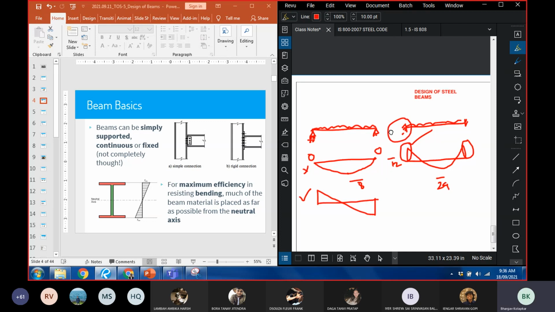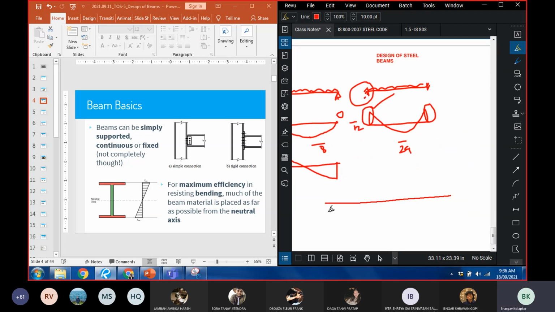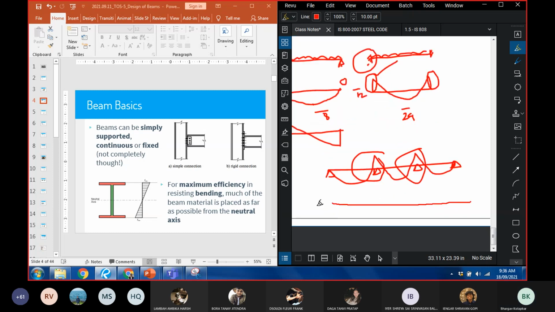And continuous, I'm sure you must be already aware. So whenever a beam spans continuously over more than two supports, it is called a continuous beam. So in this case, you might expect a bending moment diagram something like this, wherein there will be bending moment at the intermediate supports. Now, if it is fixed at the support and then pinned at the intermediate supports, you will have a bending moment diagram of something like this. So there is a bending moment at all the supports.